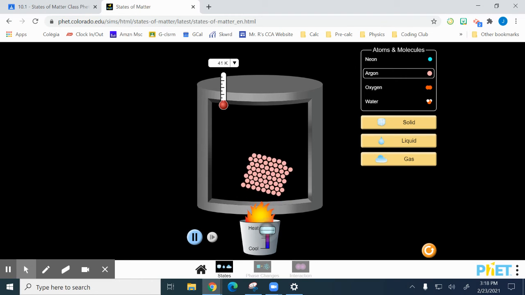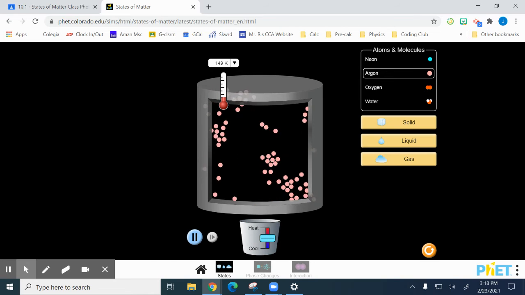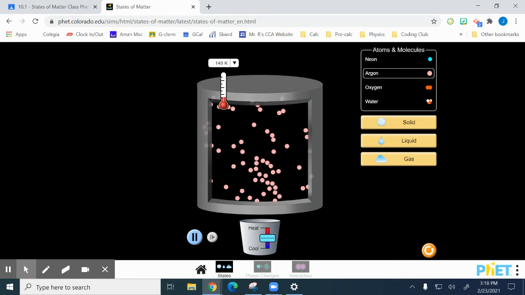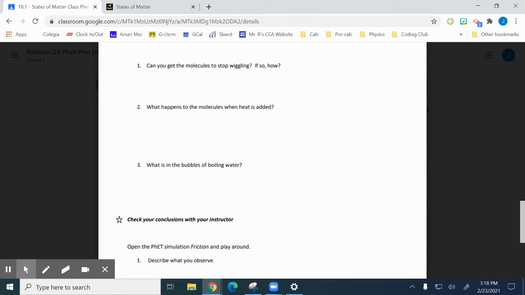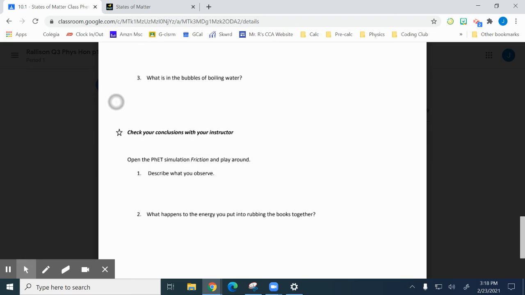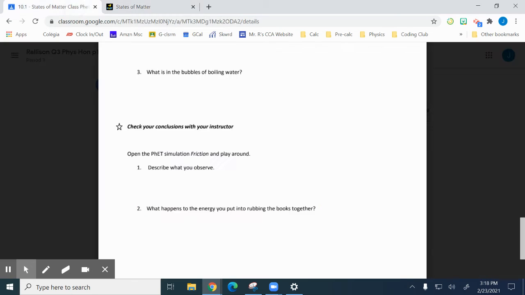All right, so what happens to molecules when heat is added? They start jiggling more, right? And we're just going to keep jiggling. That's argon. So when you add heat, you add energy, you increase the jiggle, which counteracts whatever molecular cohesion there is, and it changes state. What is in the bubbles of boiling water? In the bubbles of boiling water is water vapor, right? Because you've added enough energy to the liquid water that the jiggling is strong enough to knock those water molecules completely away. So there is no cohesion there, right?